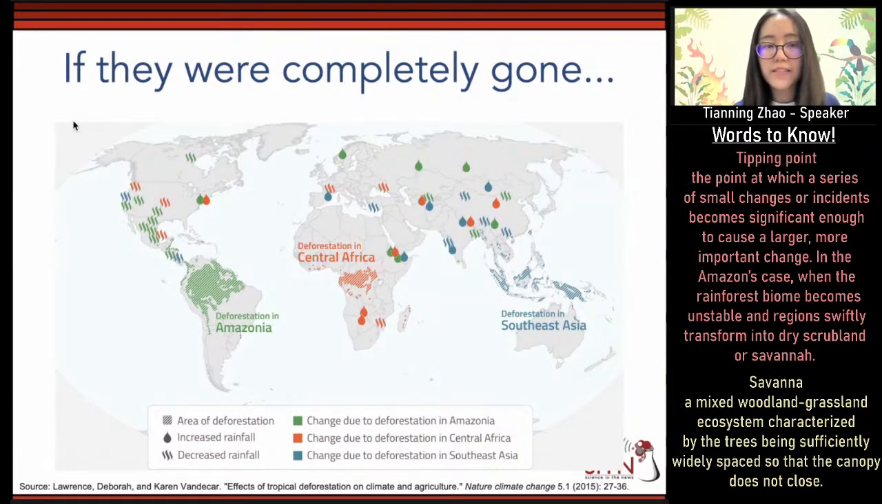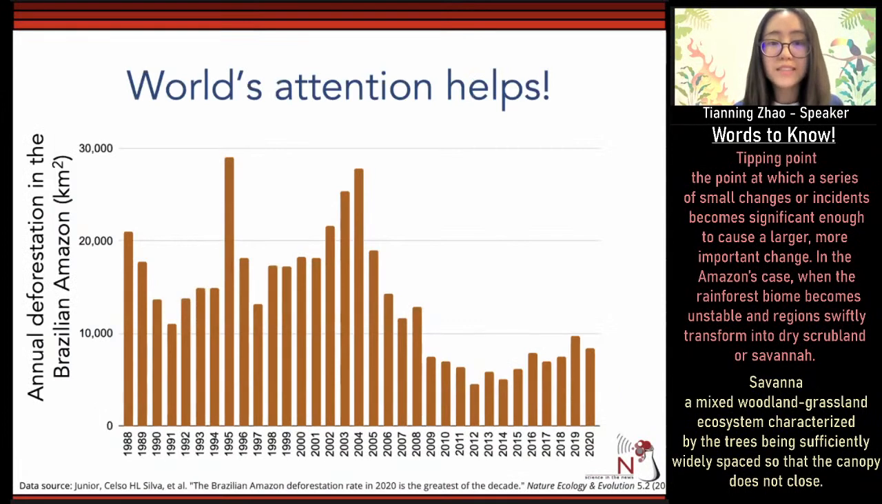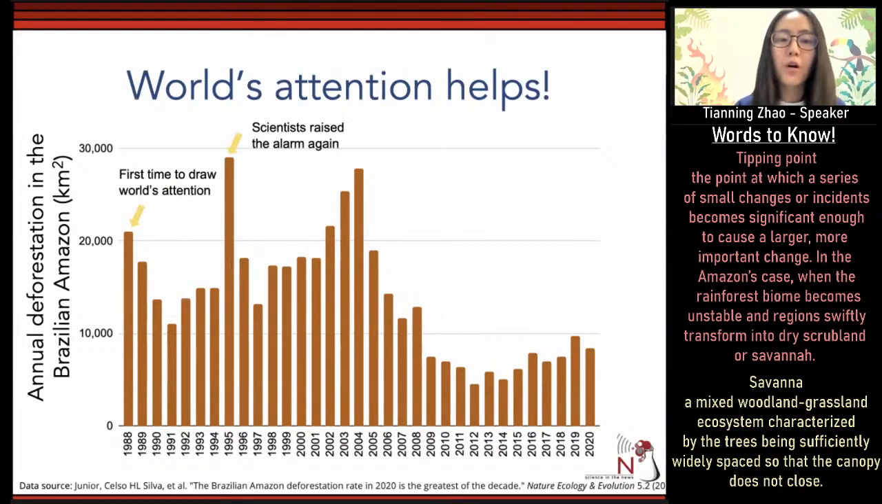So this is a really worrisome scenario, and I'm not here to scare you, like, oh my God, it's the end of the world. It's not the end of the world. What I want to tell you is that the world's attention really helps in protecting the tropical rainforest. And here is the annual deforestation rate in the Brazilian Amazon. At every peak along the way, there was attention from scientists, the media, or governmental initiatives that actually helped.